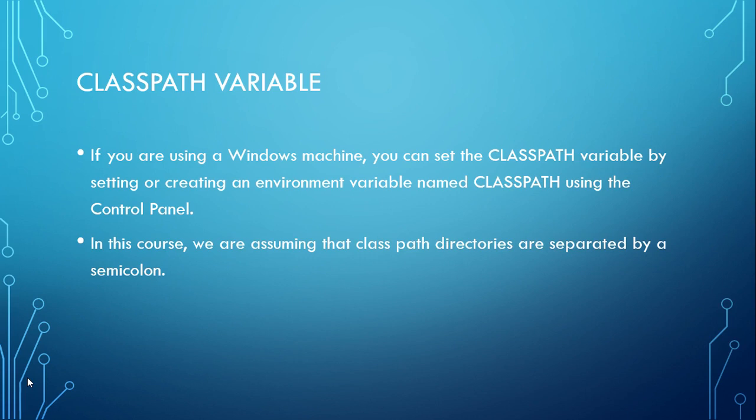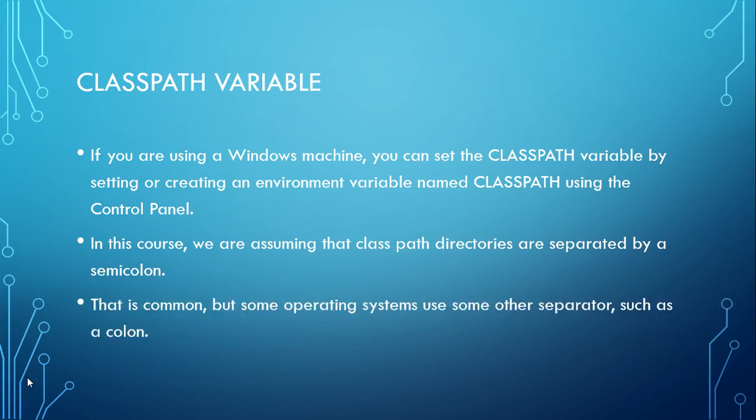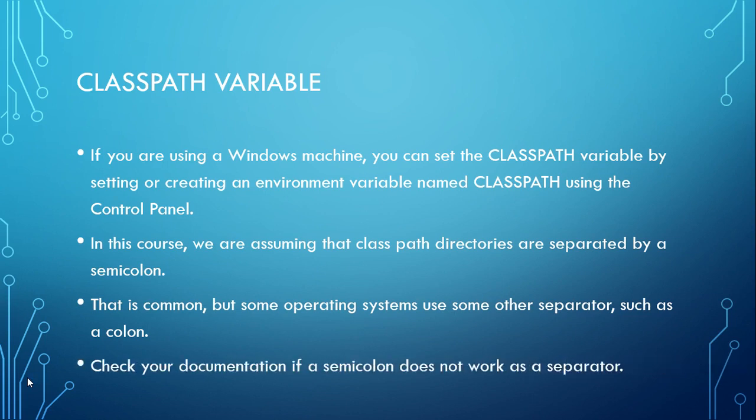All right. Now, the one thing to note in this course is that we do assume that class directories are separated by a semicolon. So when you're going from one directory to the next, not saying the file path itself, but if you were to list off multiple directories, our assumption is that we're going to put a semicolon between them. Now, this is common, of course, but some operating systems use other separators such as commas. So if you're not sure, always check the documentation for the OS to find out what they're using as a separator.